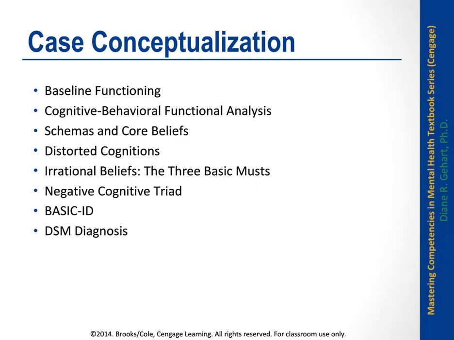specific approaches. So looking at baseline functioning, it's a behavioral approach. Looking at the functional analysis, which has a strong behavioral element to it. Analyzing or identifying schemas and core beliefs. Identifying distorted cognitions. Looking at identifying irrational beliefs. Looking at the negative cognitive triad. There is a whole system called the BASIC ID for multimodal therapy. And we'll also talk a bit here about DSM diagnosis.